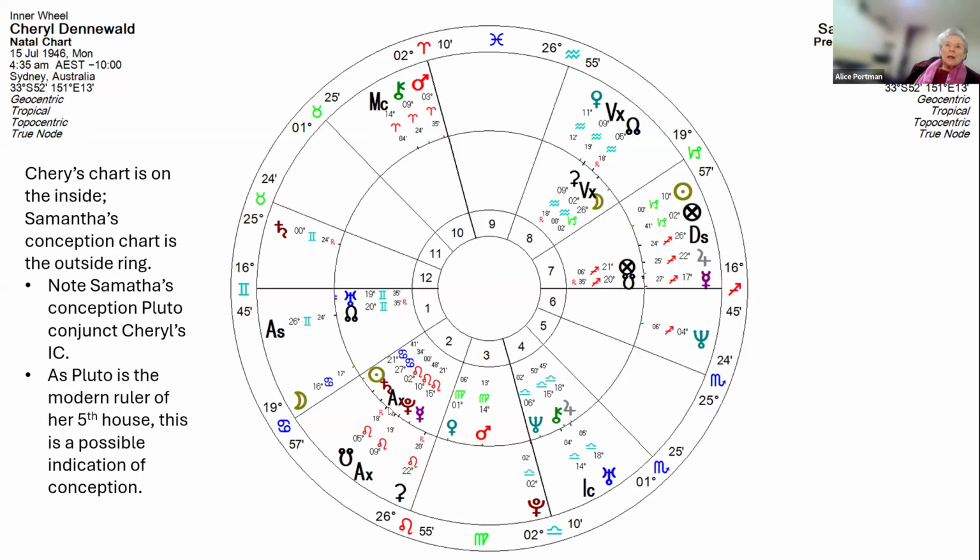You know? But what I found really interesting, I wanted to see, was it possible that Cheryl conceived Samantha in that period? And there's several signatures you look for, but the one that came up here, you can see Pluto on Cheryl's IC, and Pluto's the ruler of the 5th cusp, which is a strong indication of a possible time of conception. So it checked out. I don't know whether it's the right conception chart.